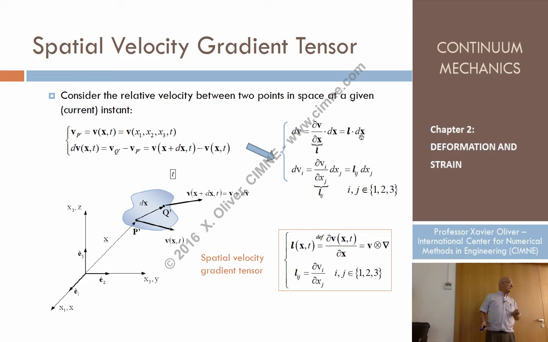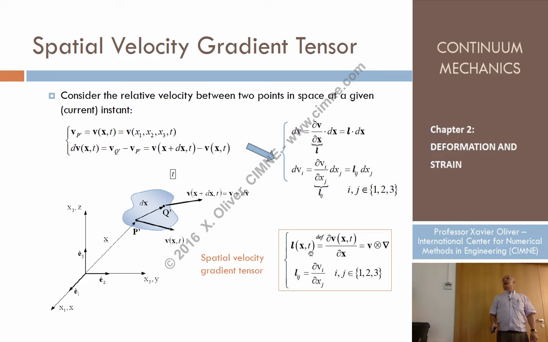So finally, I can say that this relative velocity of particle Q with respect to particle P can be expressed as the product of a new entity, which is L, a second order tensor, times the relative position of the two particles. In other words, if I knew this tensor L at the particle P and at time t, I could just multiply by dx for all the neighborhood particles around P, and I could know the relative velocity of any of these neighborhood particles around P. So that is an entity, a second order tensor, which is called the spatial velocity gradient tensor. What is the expression of this tensor? Look, component ij of this tensor is the derivative of vi with respect to xj. That is it here: v times the tensor product, nabla.